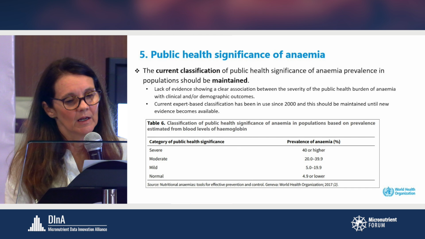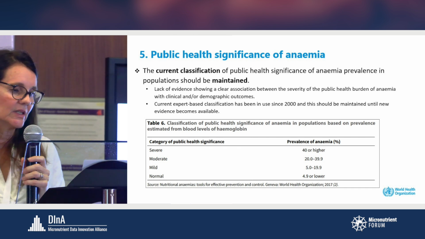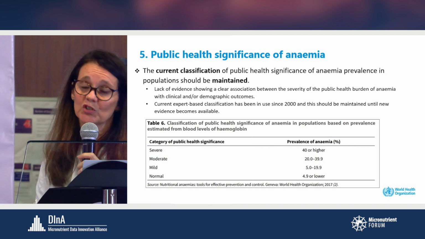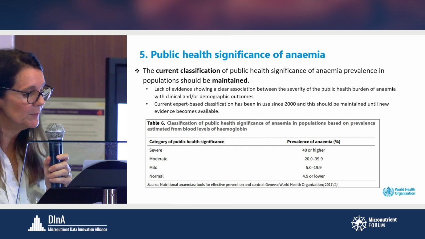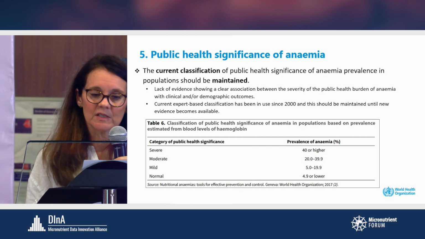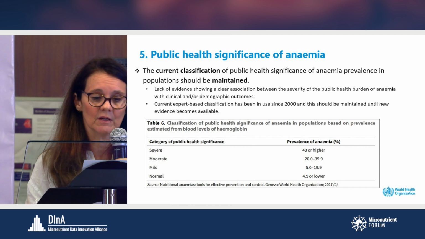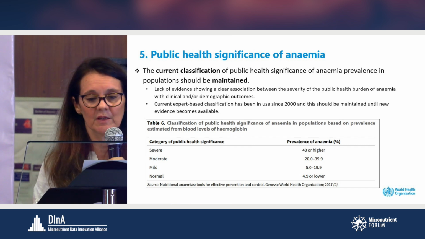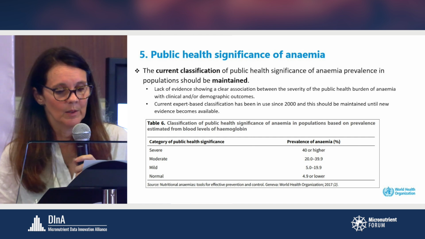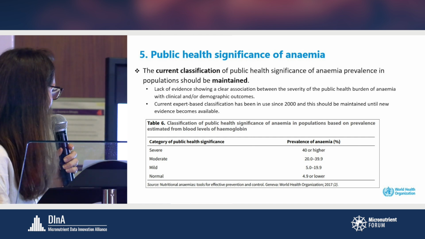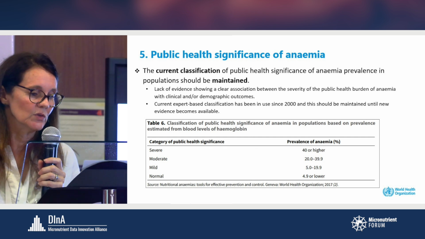And then finally, it was recommended that the current classification of the public health significance of anemia prevalence in populations should be maintained. And this is based on the prevalence of total anemia. There wasn't any good evidence to show a clear association between the severity of the public health burden of anemia with any of the clinical or demographic outcomes that would inform a change. So this is the categorization that we've been using since about 2000, and this should be maintained until new evidence becomes available.